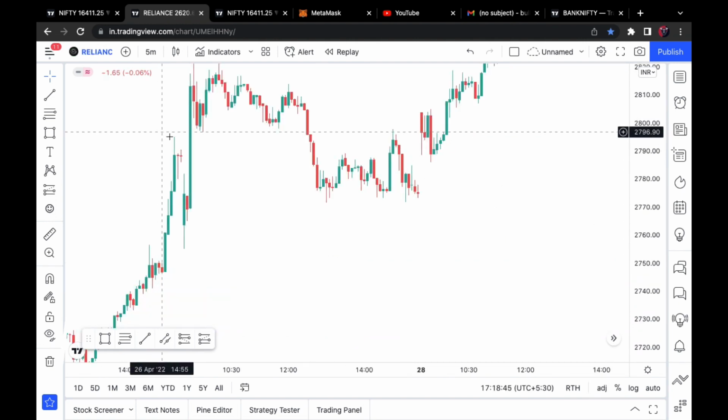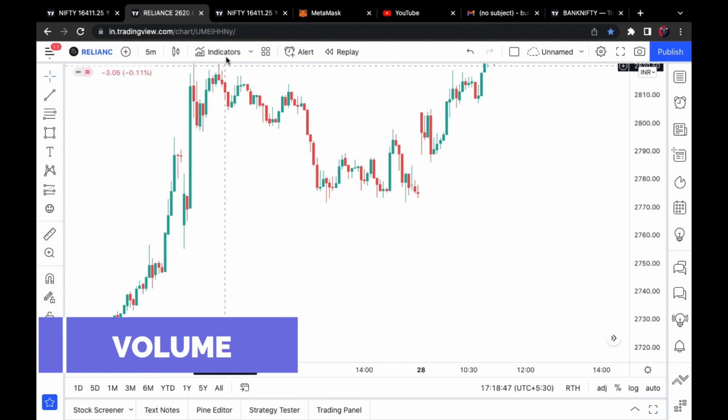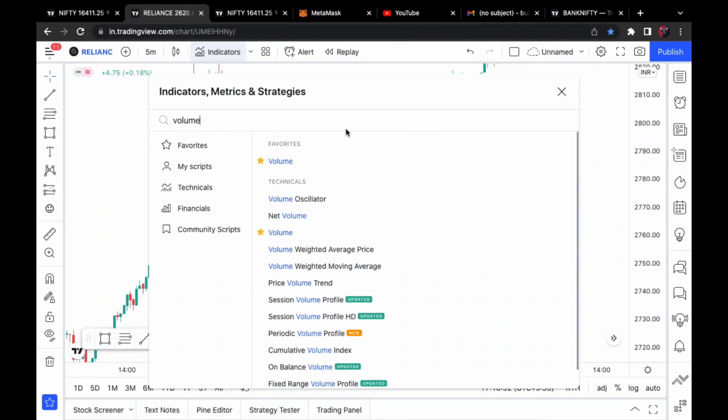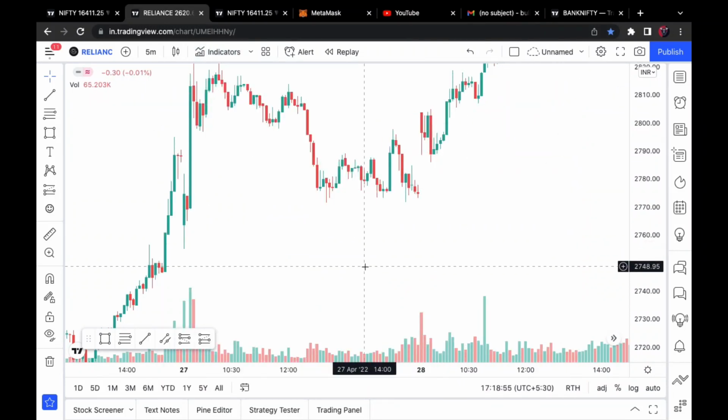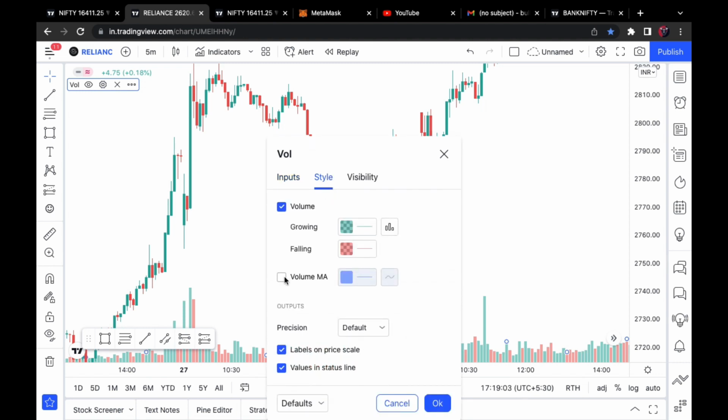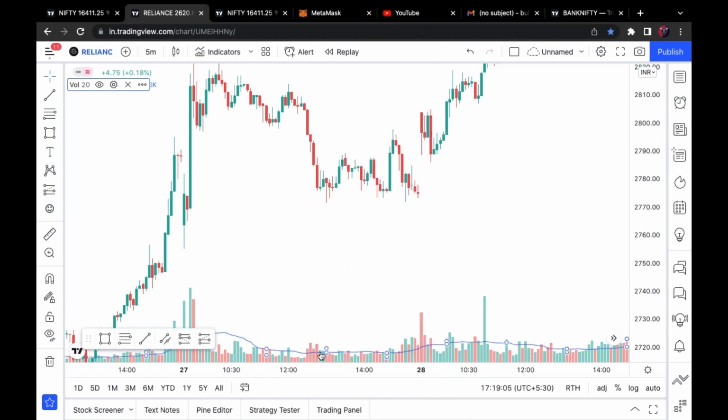The next indicator which I will choose is the volume indicator. So this is the volume. When you search volume, this will come up. This is the last but not the least indicator. When you come to the settings, the MA length will be 20, and come to the style and activate this option. So a moving average will come on this volume.